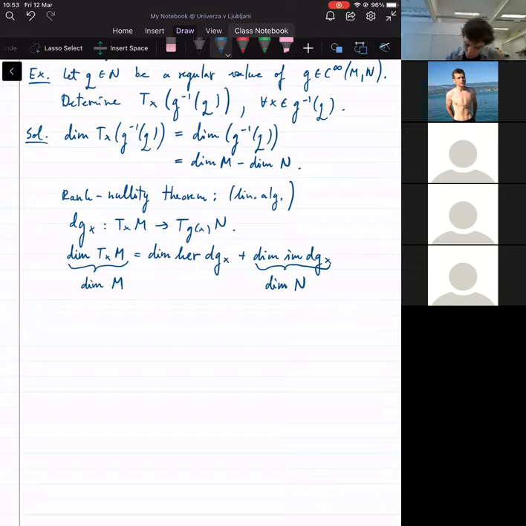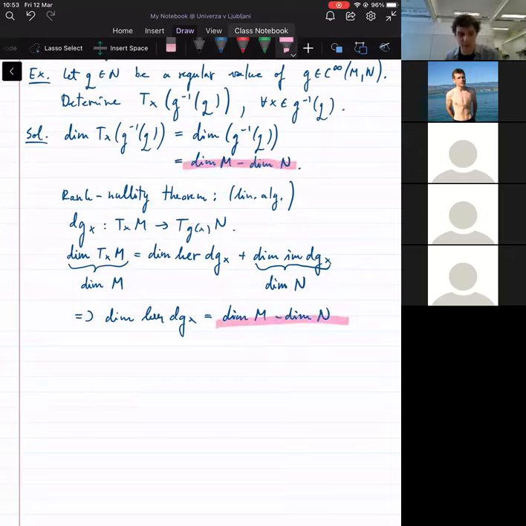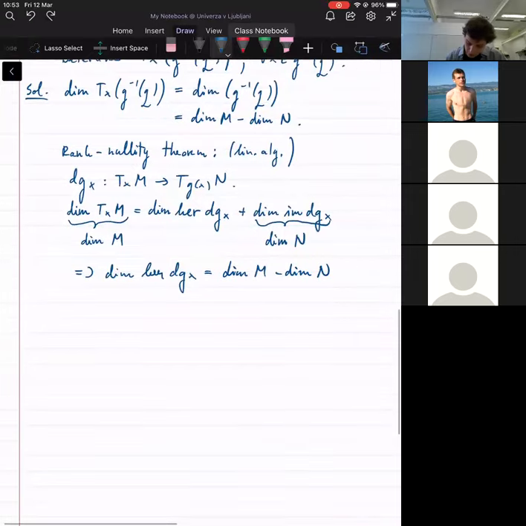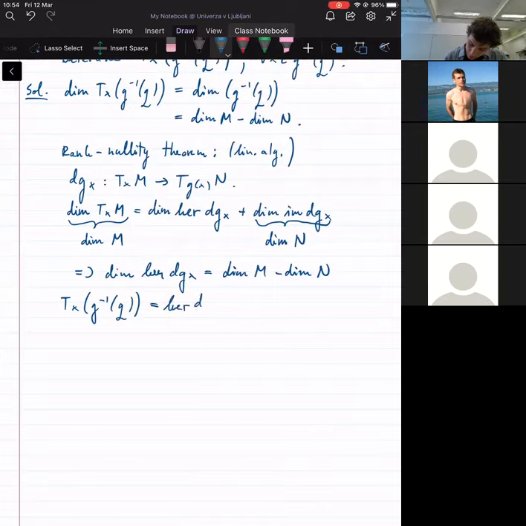So what we get is that the dimension of the kernel of dg_x is equal to dim M minus dim N. Now we take a look at these dimensions and we see that they're the same. So what we do is we try to prove that T_x g^{-1}(q) is the same as the kernel of dg_x.